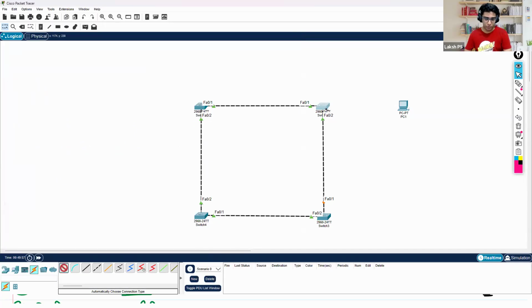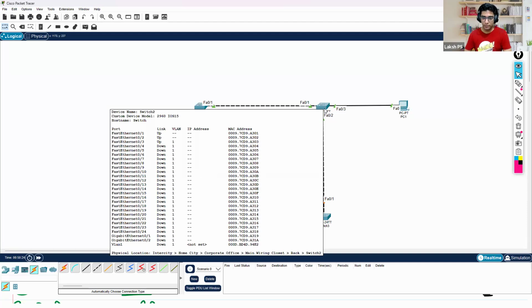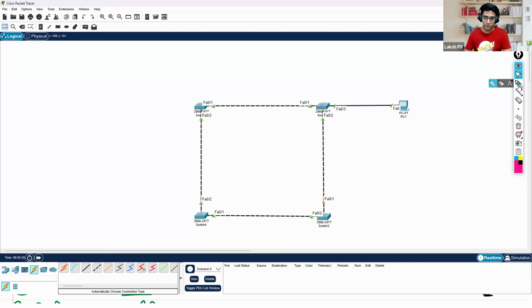And the moment I connect, you will see it will immediately go into the green triangle. Previously we saw it stayed for 30 seconds in the orange circle, orange mark, and then it turned to the green triangle. But now after port fast is enabled, it will immediately go into the green part. You can clearly see here, it immediately moved into the forwarding state. It did not wait for 30 seconds. So that is the use of port fast.